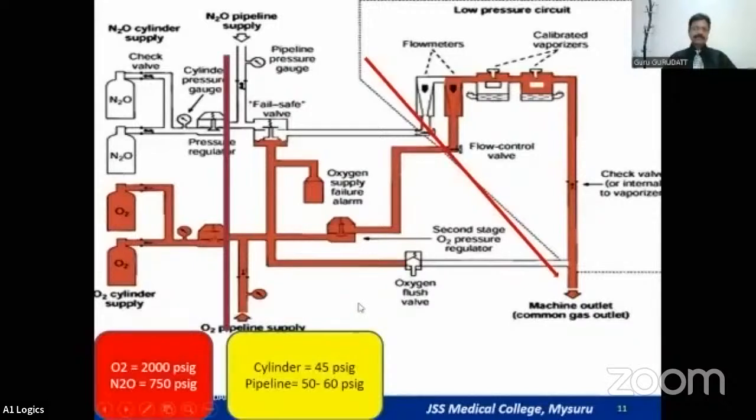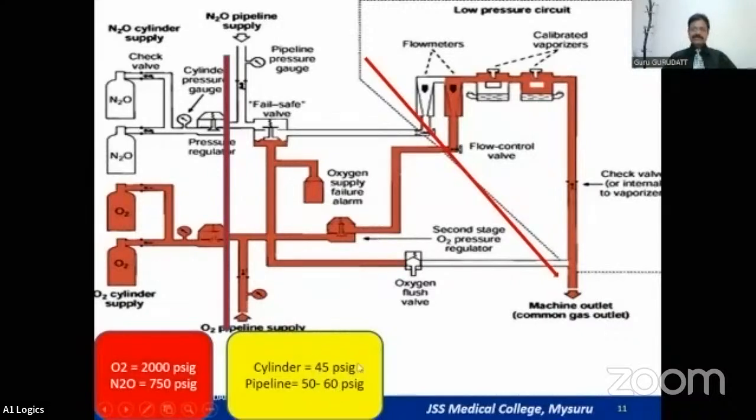If suddenly the pipeline pressure is exhausted, then definitely you can use cylinders as a backup source of oxygen. But ideally speaking, you should not keep the cylinders open all the time, because once the pipeline source of oxygen is exhausted, the workstation will start using the cylinders, and alarms will start only when the oxygen in the cylinders is also exhausted. Then you will not have any backup source of oxygen. So ideally you should close the cylinders.